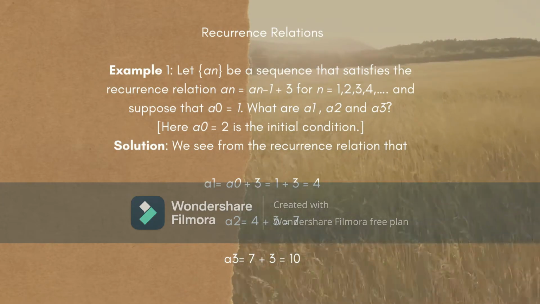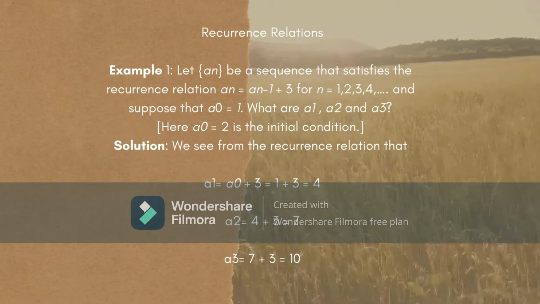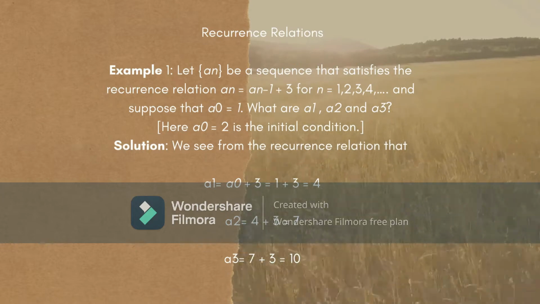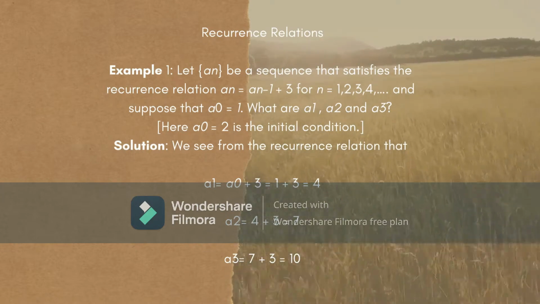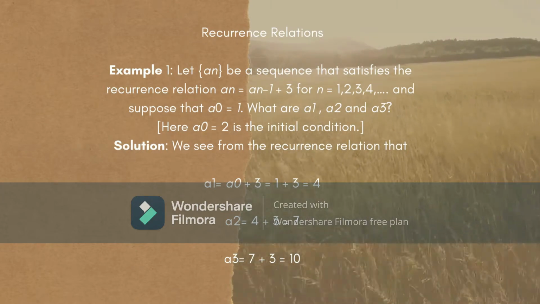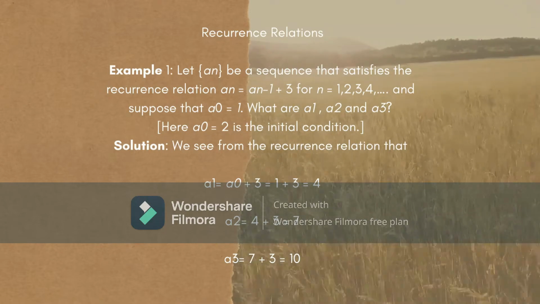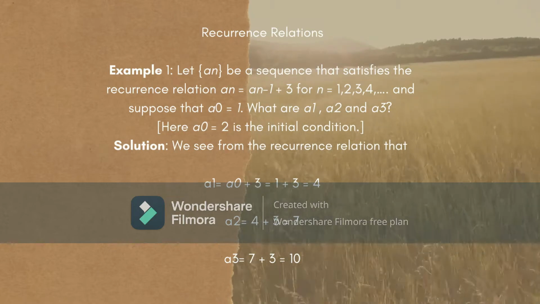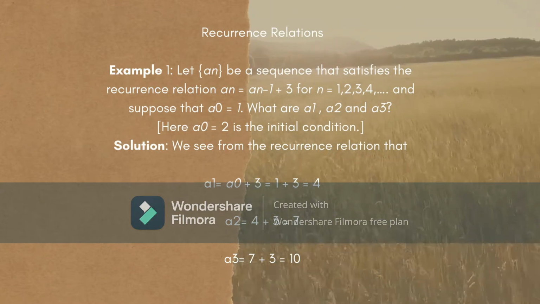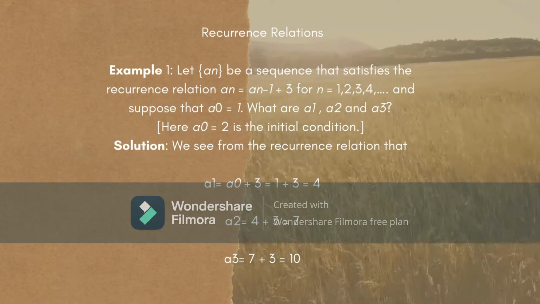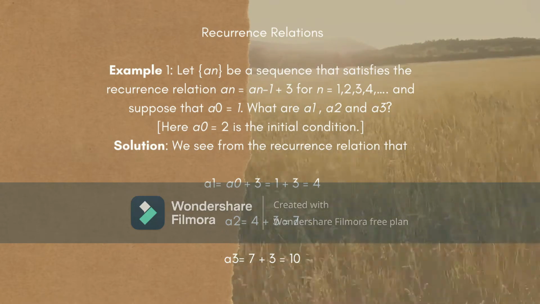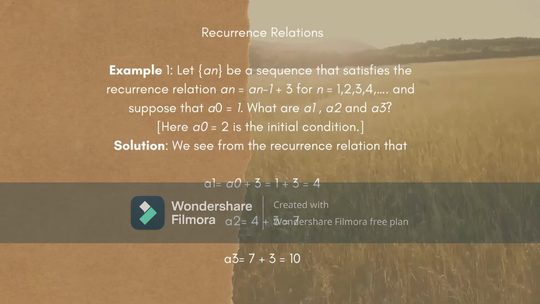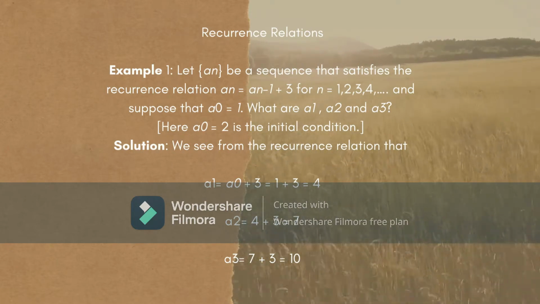Then how to find a_2? Based on the formula given, a_2 = a_{2-1} = a_1 + 3. a_1 is 4, so 4 + 3 = 7. Next, the value of a_3 = a_{3-1} = a_2 + 3. From the answer we got, a_2 = 7, so 7 + 3 = 10.